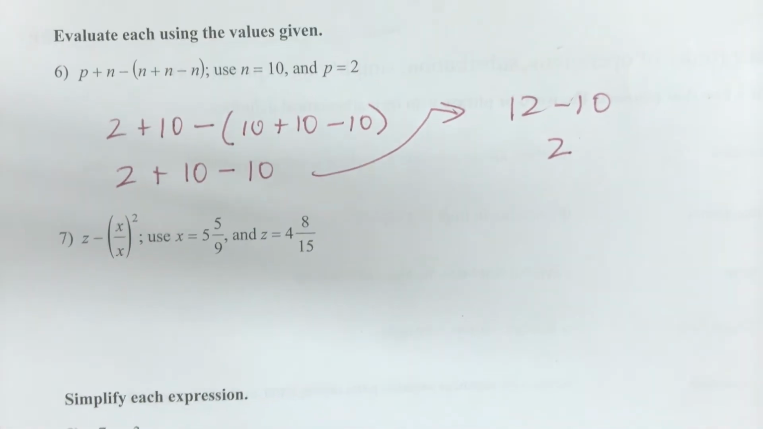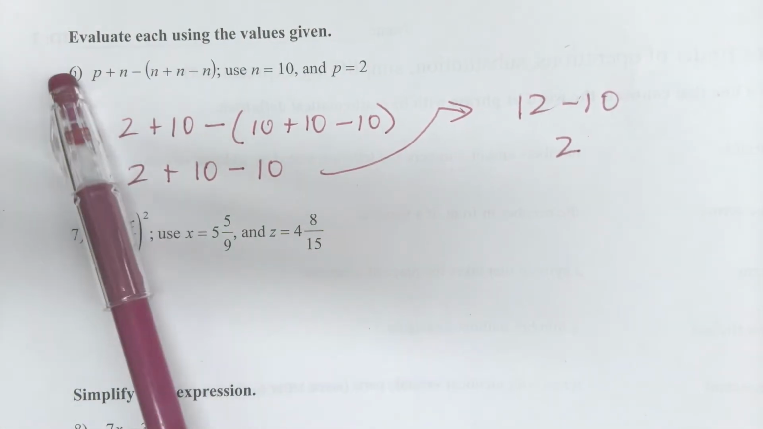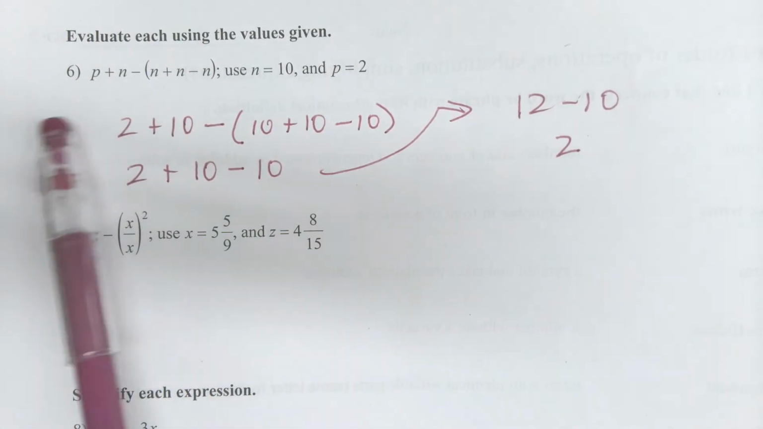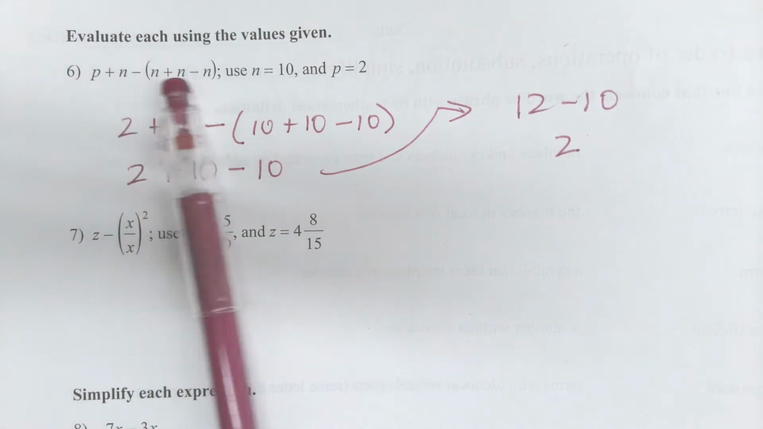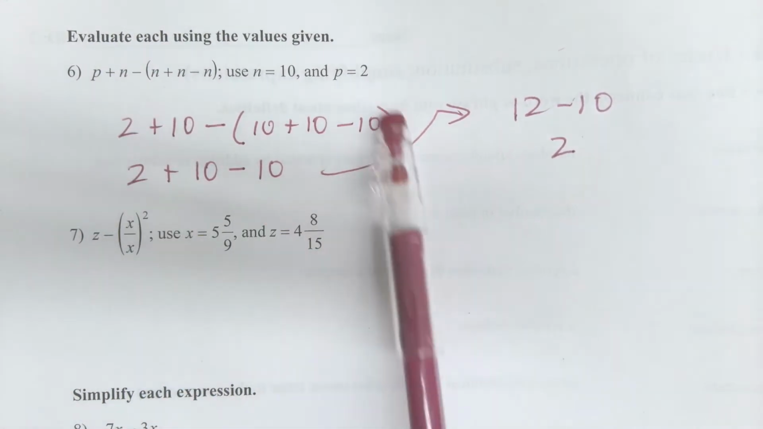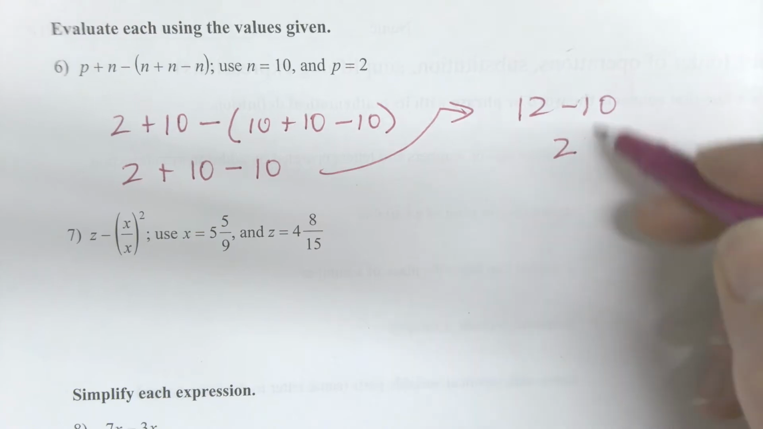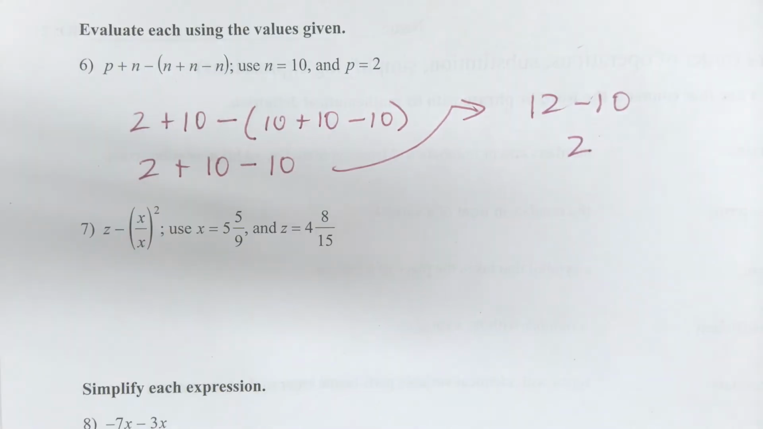Up next, number 6, when you have to substitute in, they'll give you the values. P goes in for P, N goes in for N, and then follow your order of operations. Correct answer there was 2. Keep in mind when you're jotting stuff down, just jotting down the answer isn't necessarily going to help you the most. Get stuff down that's going to help you on your final.